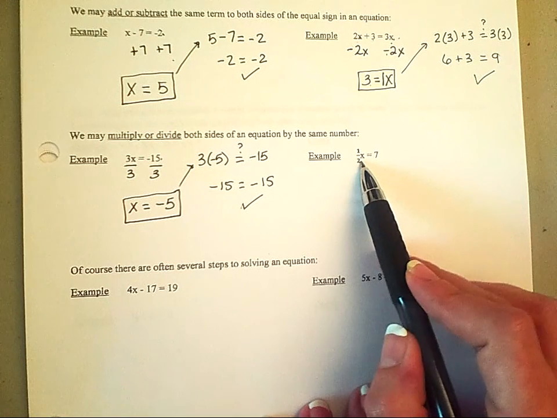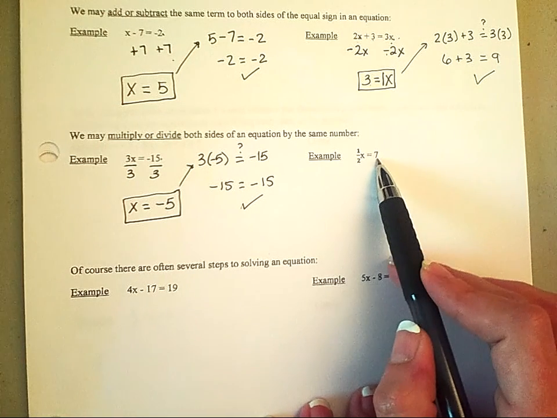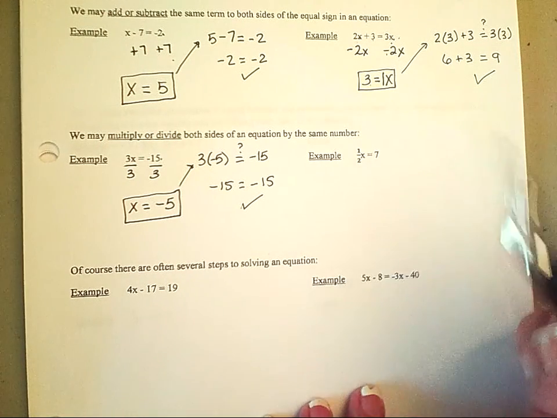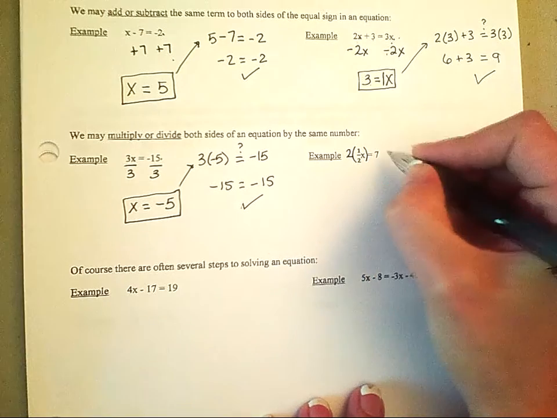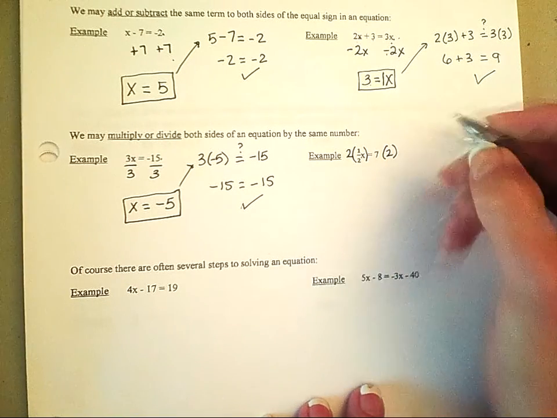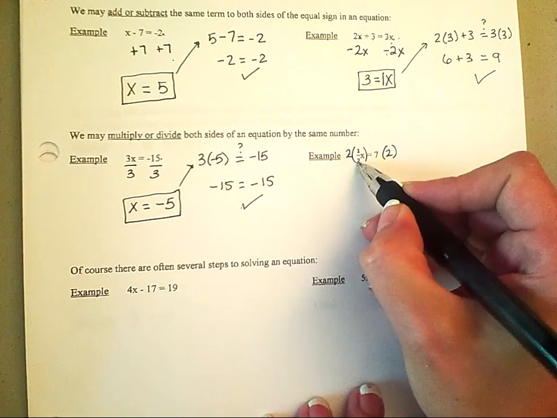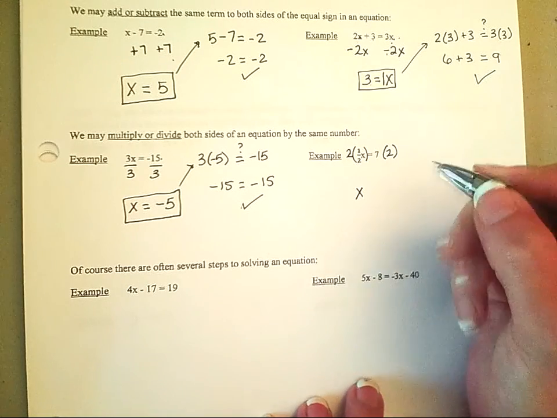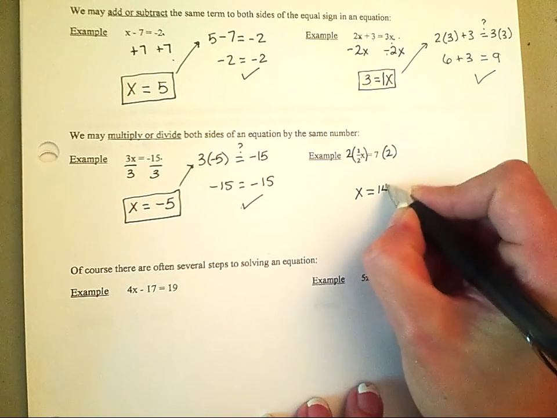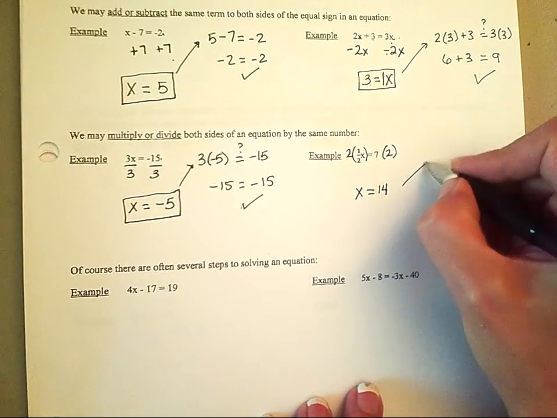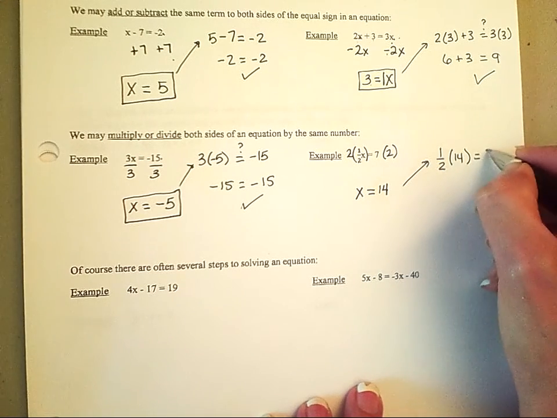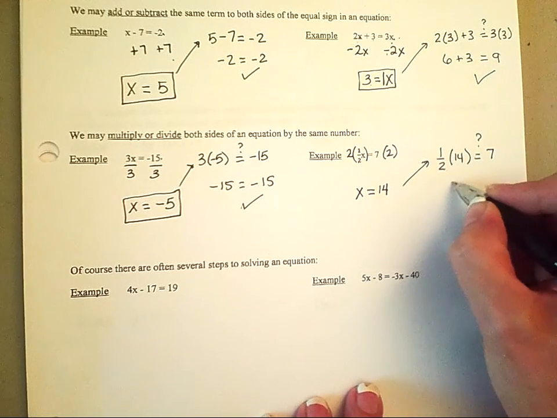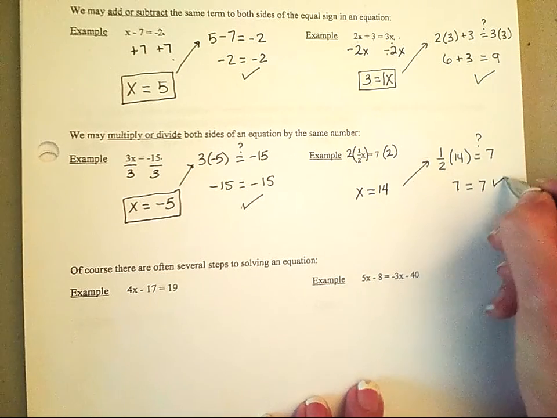Okay. On this one, I have 1/2 of x is equal to 7. But I don't want to know about 1/2, I want to know about a single x. So if I multiply this side of the equation by 2, and this side by 2, then 2 times 1/2 is just 1. So we'll have x is equal to 14. And with the check, then 1/2 of 14, does that equal 7? Sure, half of 14 is 7, so 7 equals 7.